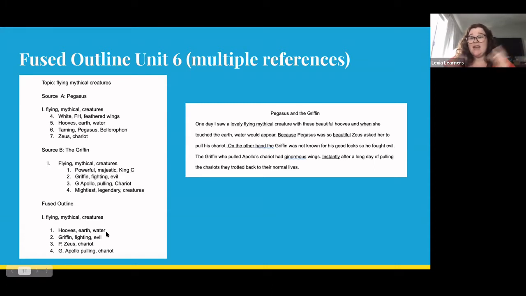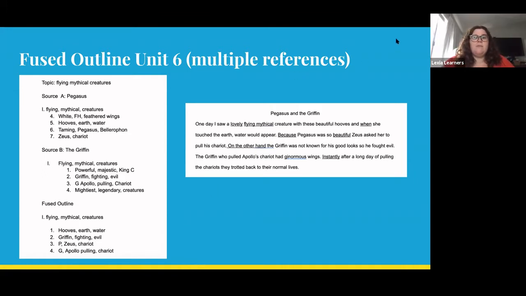She decided that in her fused outline, she was going to compare the Pegasus and the Griffin. Another way she could have gone was talking about their similarities, but she only went with their differences, and that is totally fine. They can choose whatever direction they want to go. It's left pretty open, and IEW is left pretty open to how the student wants to take their story. So on her final draft, that's exactly what she did. She started off with Pegasus and went into the Griffin, talking about how they were different from each other.